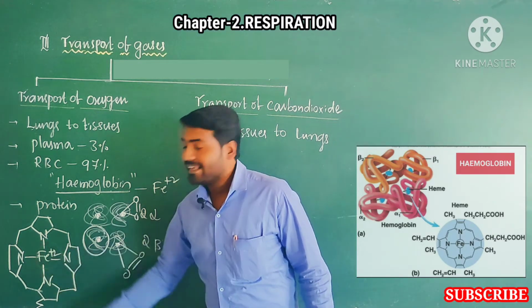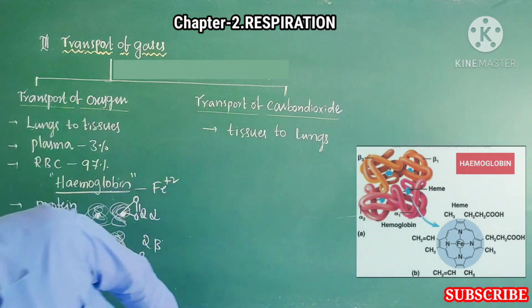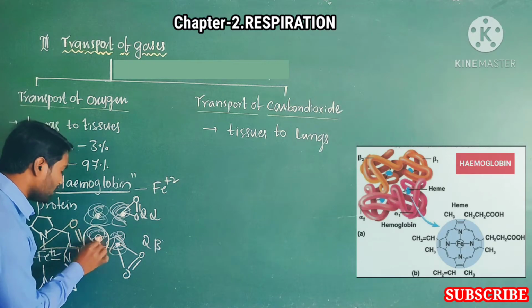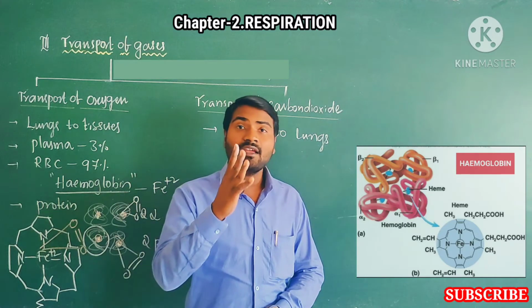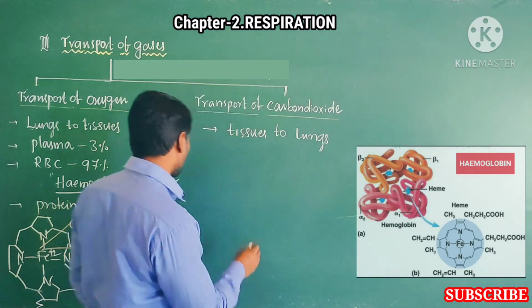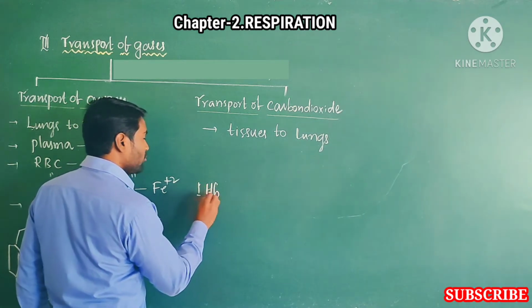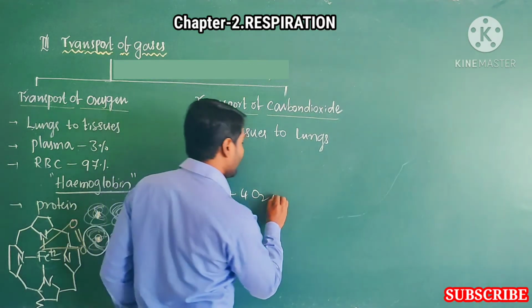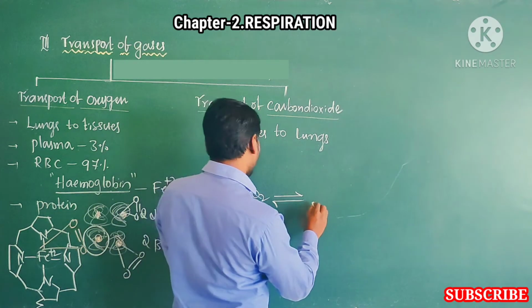Centrally, iron is located, and this iron carries one oxygen molecule. Likewise, each iron carries one oxygen molecule. So how many iron atoms are present here? 4 iron atoms are present, so these carry 4 oxygen molecules. I will write that one hemoglobin is bound with 4 oxygen molecules, and it is a reversible reaction.